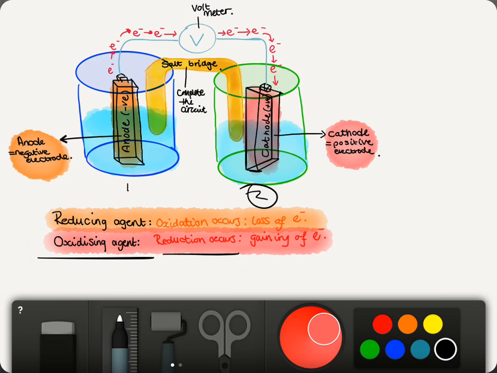So that's pretty much everything for understanding this diagram.